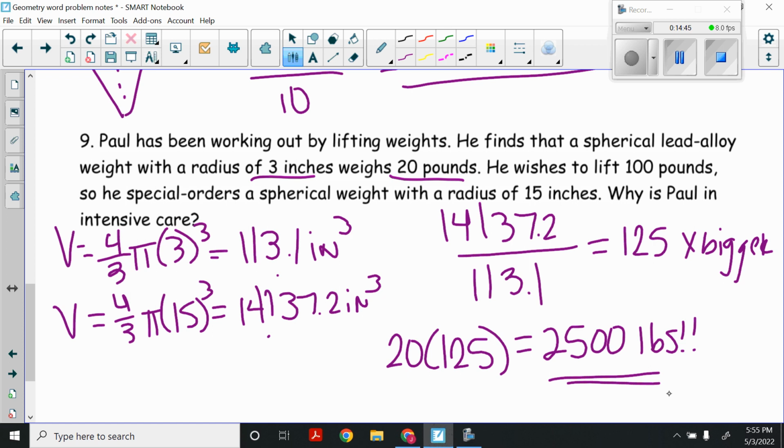All right, so that wraps up some examples of word problem applications with lateral area, surface area, and volume.